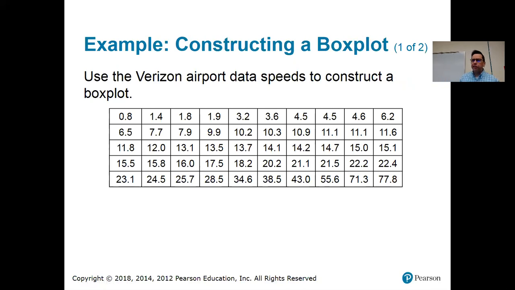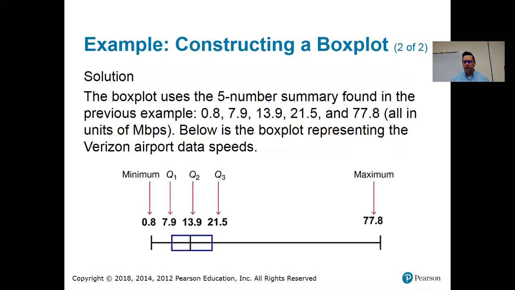All right, so here's the same example that we already found the 5-number summary for, so that's nice. There's the 5-number summary that we just found in the last example. The minimum was 0.8, the first quartile was 7.9, median was 13.9, third quartile was 21.5, and then all the way up here at 77.8, you have the maximum, okay?